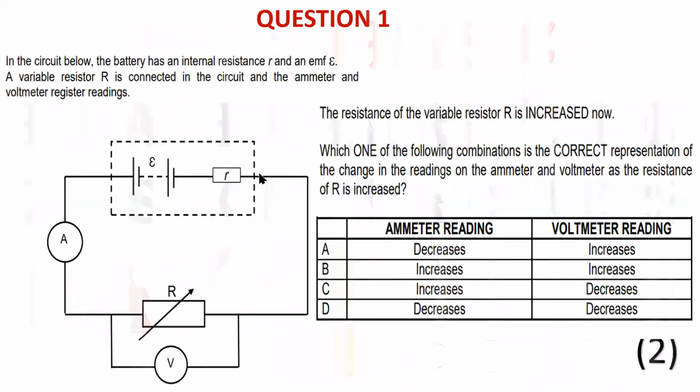Question 1, a 2 marks question. Let's see what they ask. We have a circuit with a variable resistor. They said in this circuit, the variable resistance is increased. If you increase the resistance, what's going to happen to your current and voltage? That's our question: the reading on the ammeter and the reading on the voltmeter. What's going to happen if you increase your resistance? So what's our answer, people?